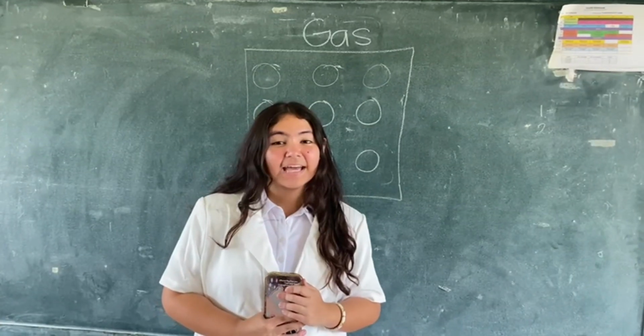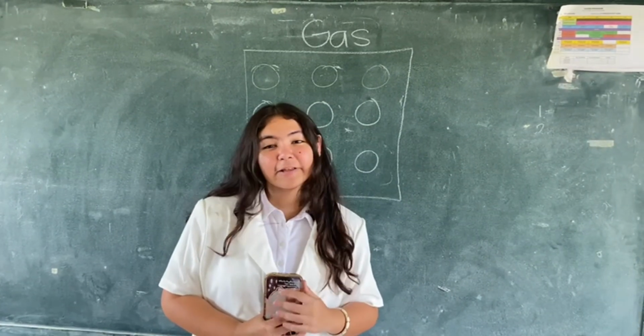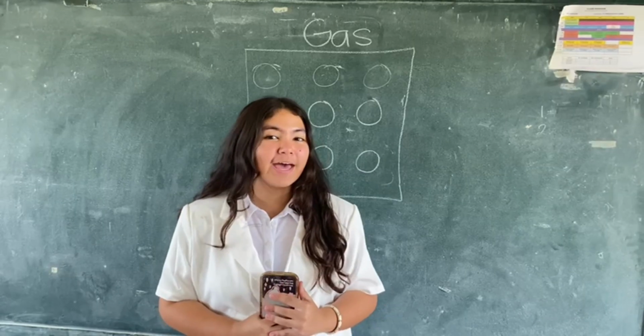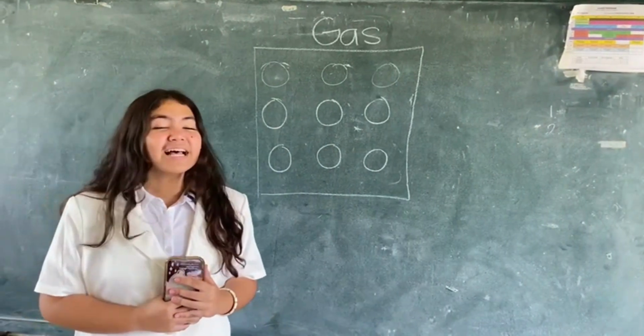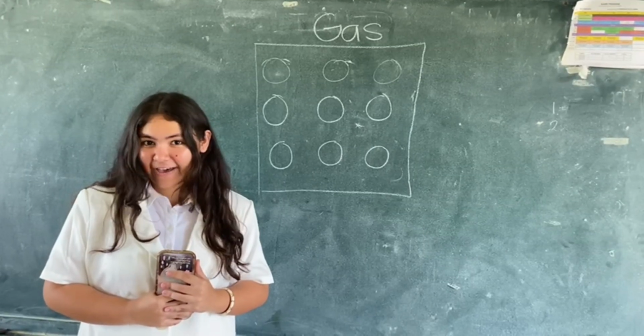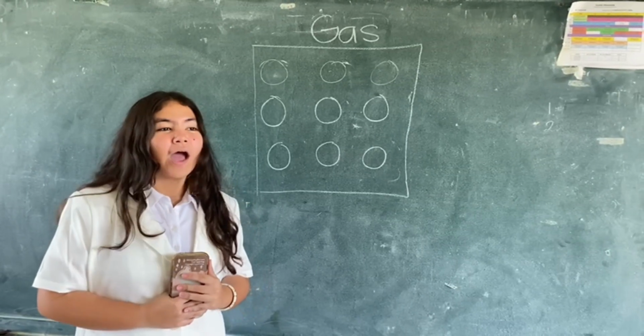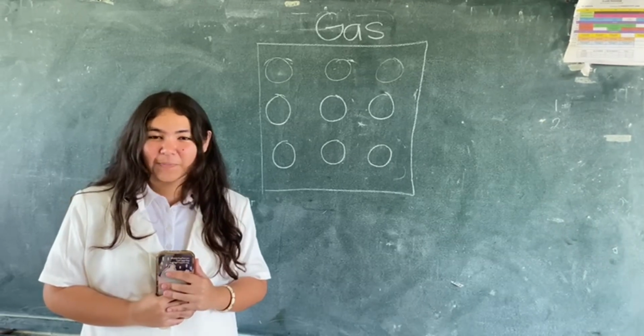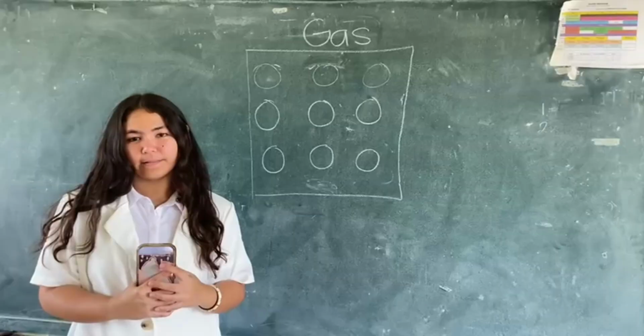Lastly is gas. Gas is invisible and can fill up a balloon with air and steam. Gas particles are far apart from each other and move around very fast. That is the reason why gas spreads out and fills up a space very quickly.